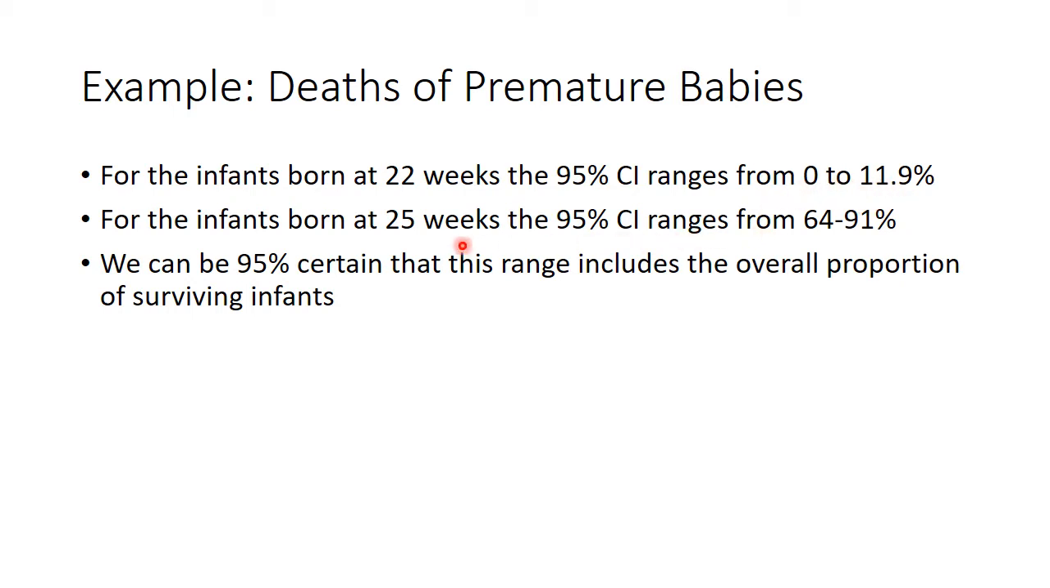On the other hand, though, looking at the infants born at 25 weeks, they did a confidence interval range, and they said, hey, this is 64% to 91%. Basically, what they're saying is that if you were to take this sample data and apply it back to the population, they are 95% sure that a baby born at 25 weeks would have anywhere between a 64 to a 91% chance of survival at 6 months.